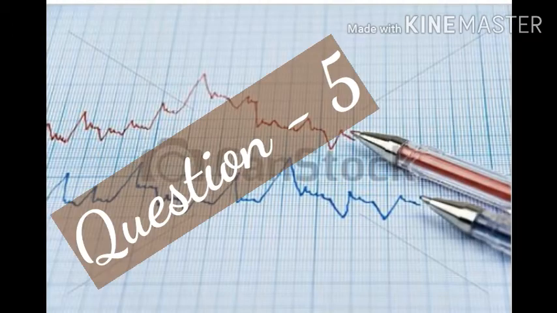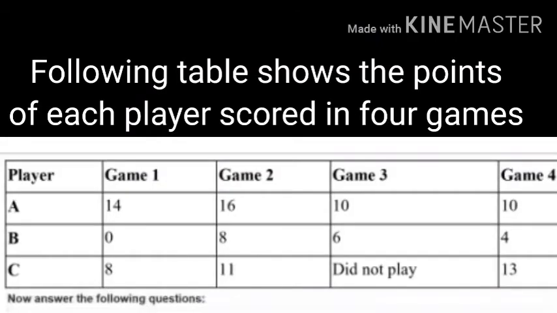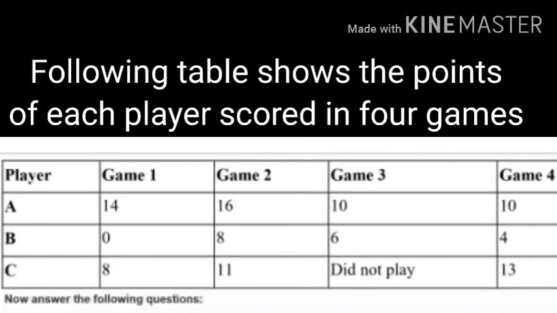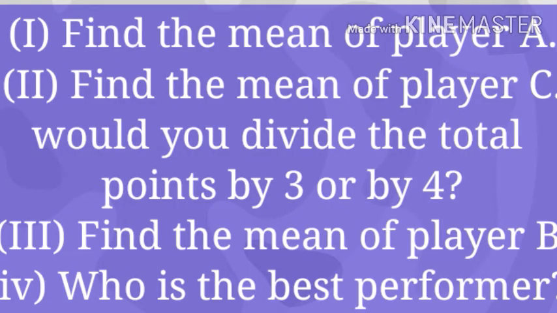Now question number 5. The following table shows the points each player scored in 4 games. So students, you can see the question in your book. Now we have to find the mean score of players A, B and C, and their performance. Find the mean of player A, find the mean of player C. Would you divide the total points by 3 or by 4? Find the mean of player B. Who is the best performer?